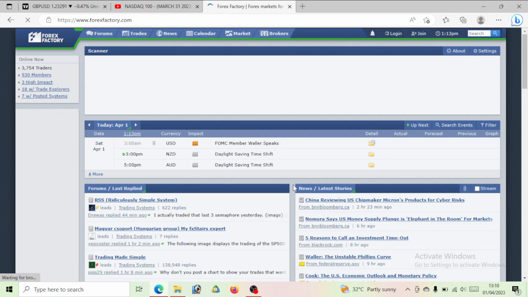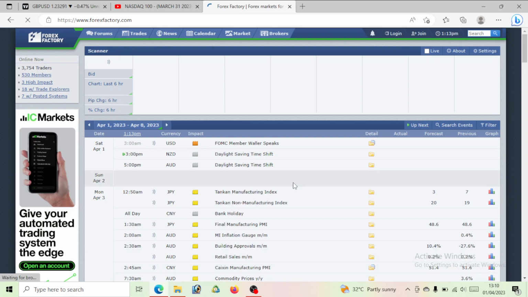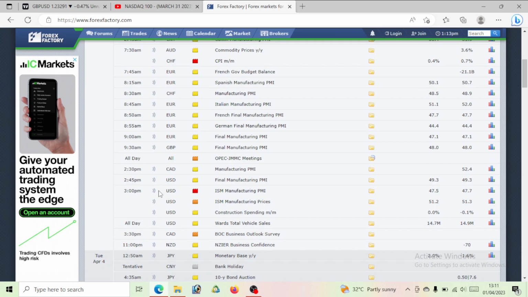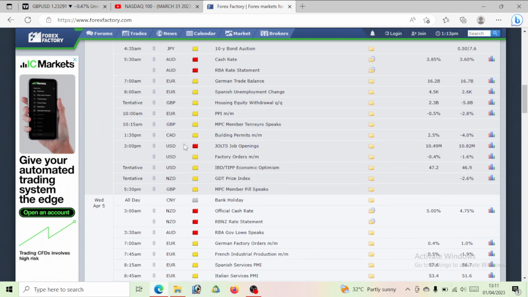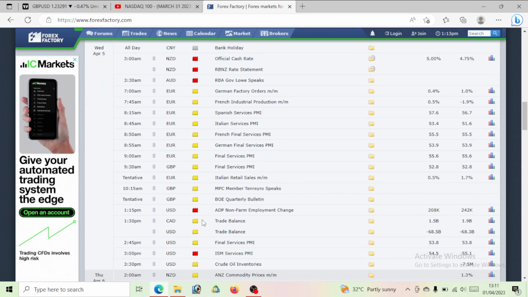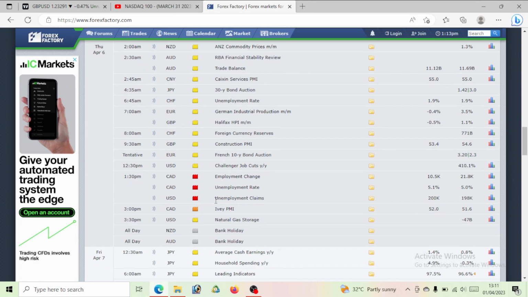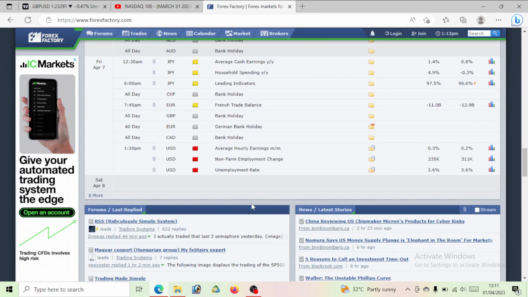Now, there's going to be a crazy movement on DXY, a lot of momentum movements. This week, we will be expecting ISM manufacturing PMI on Monday. Watch out for it. That will affect our USD pairs. On Tuesday, we can see job openings. On Wednesday, ADP non-farm employment. Go to Thursday, same thing with unemployment claims, and then Friday.